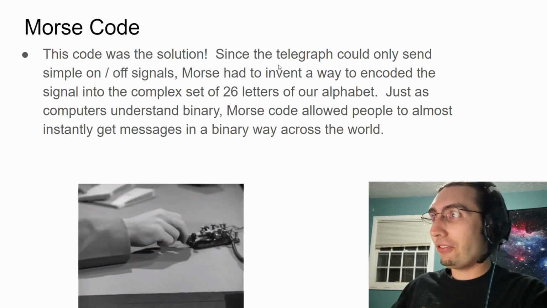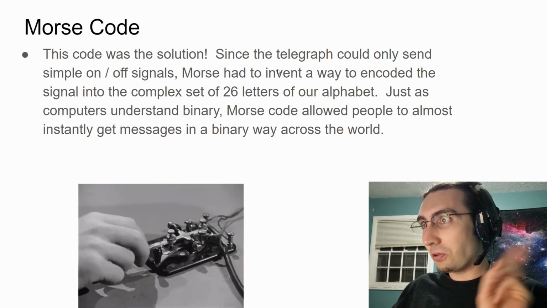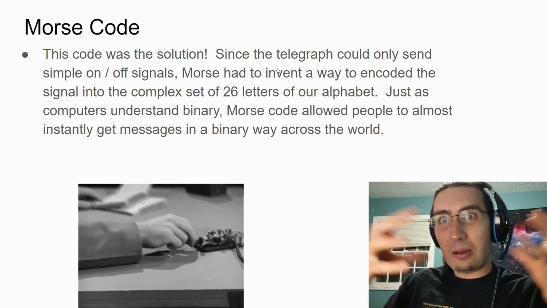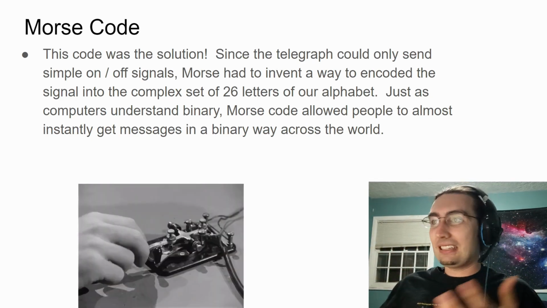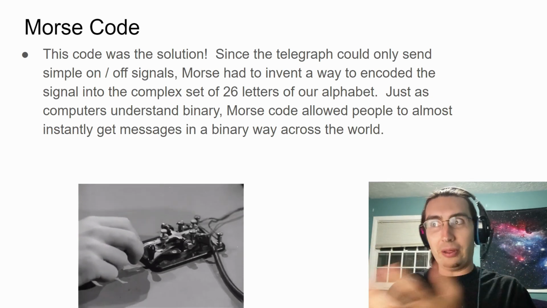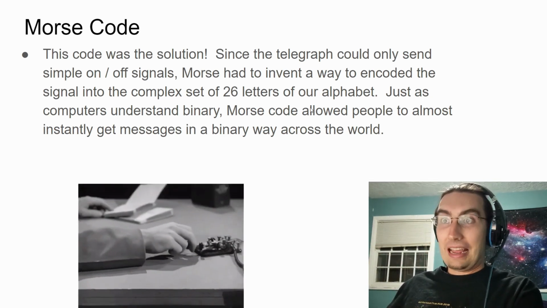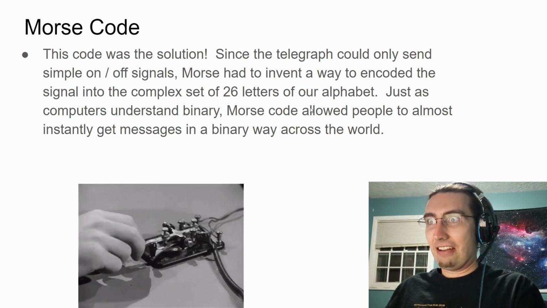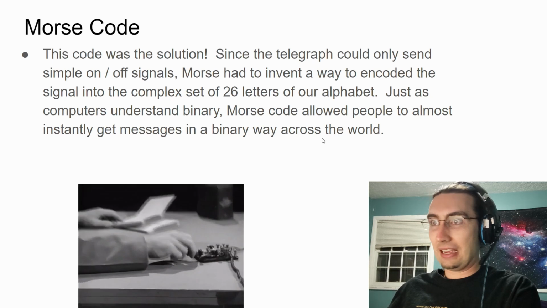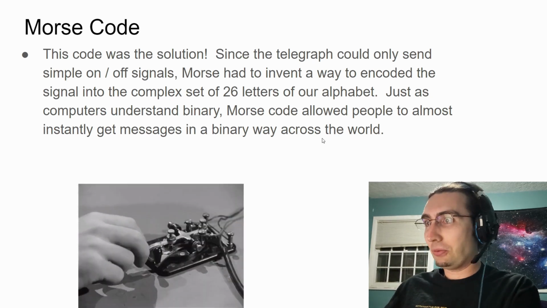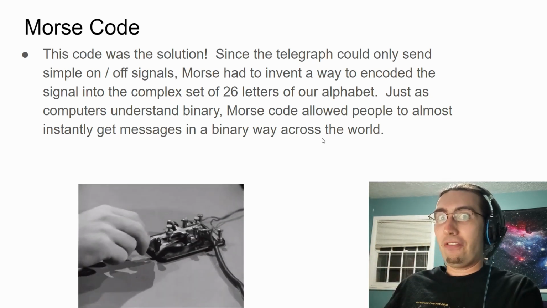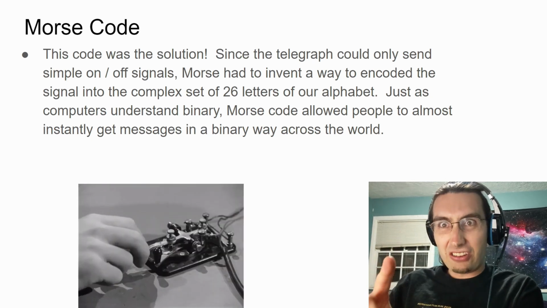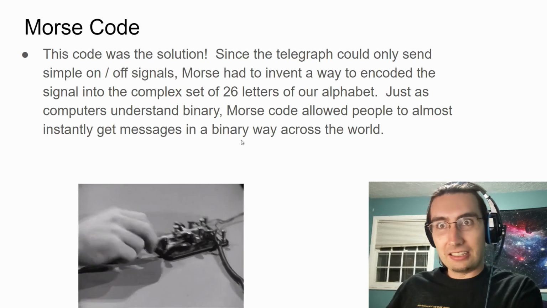Since the telegraph could only send simple on-off signals, Morse had to invent a way to encode the signal into a complex set of all the 26 letters of our alphabet. And just like computers understand binary, people were able to communicate in a kind of binary way to get messages instantly across the world in this binary fashion. And speaking of binary, let's hear something from one of my favorite scientists.